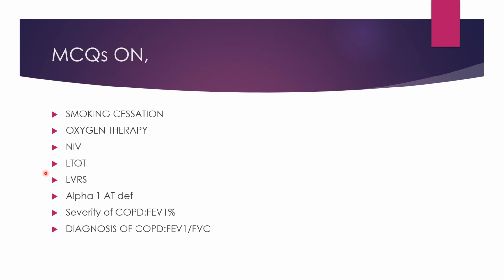The fourth one is long-term oxygen therapy. The indications of long-term oxygen therapy need to be studied in detail. You have to remember those things, the PaO2 values, and if the PaO2 is 7.3 to 8, then what should be there to give long-term oxygen therapy is important. The next one is lung volume reduction surgery. In a previous video, I have explained that one question has been asked, which patient is unlikely to benefit from lung volume reduction surgery, where the answer was non-upper lobe emphysema and high exercise capacity.